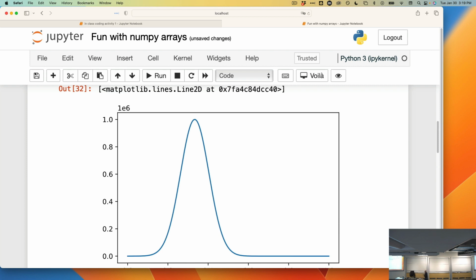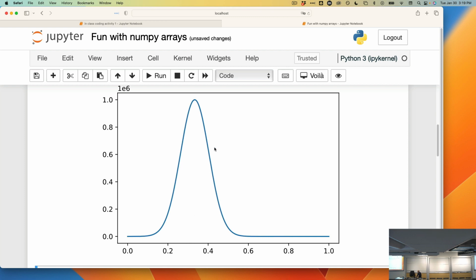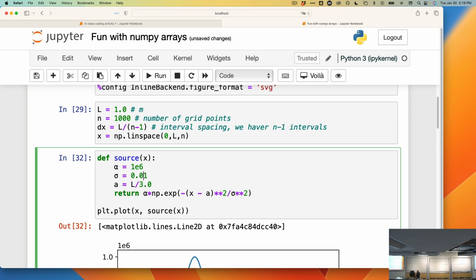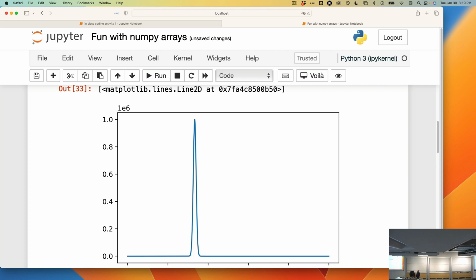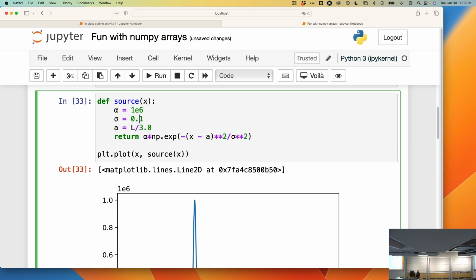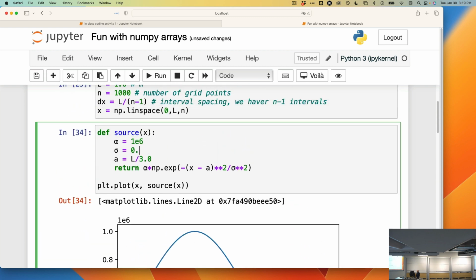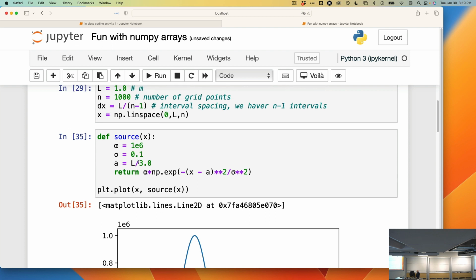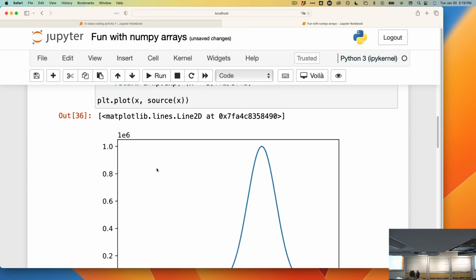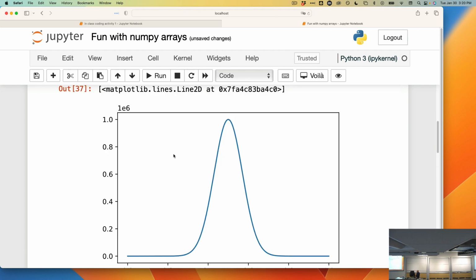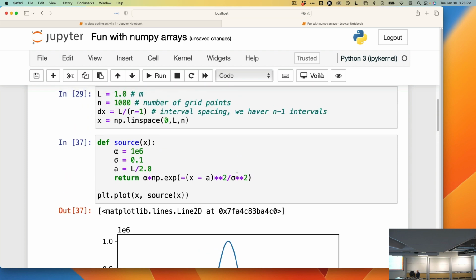It's a pulse located where? At exactly one-third, 0.333. Okay? If I put a smaller sigma, it will make it narrower. If I put a bigger sigma, I don't know if you saw this in stats, you should, then it makes the pulse much wider. Suppose for now it's just 0.1. If you change the location of the pulse, 2L over 3 is going to put it on the right-hand side, or we can heat it right in the middle at L over 2, if you want. Right in the middle at 0.5. Okay, I'm out of time.